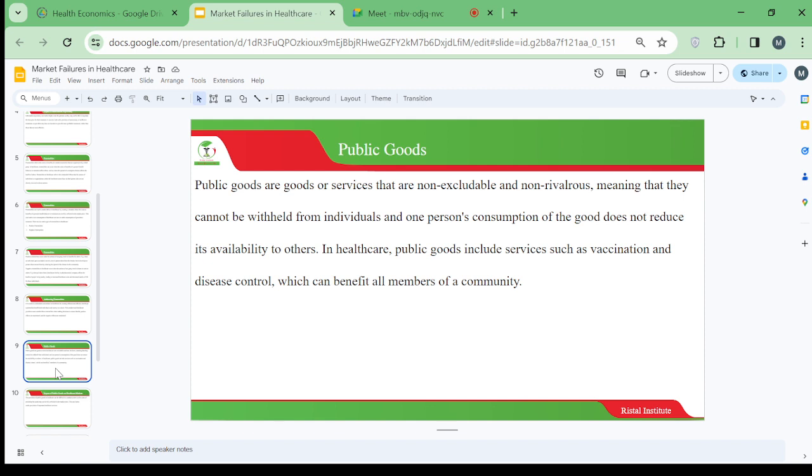But if the government looks at health as a private good, then it means that it will not really bother so much in controlling the healthcare sector. It will allow the forces of demand and supply to work out. So it will not really intervene.